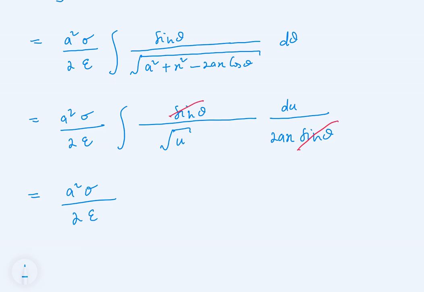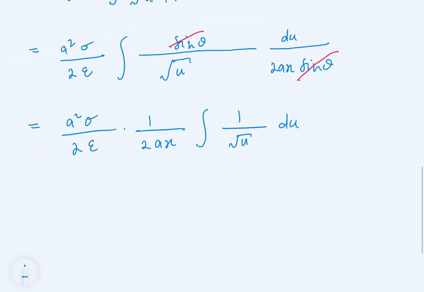Another thing we note is that at the bottom here we've got 2ax, which is a constant. So we can take it outside of the integral. That gives us 1 over 2ax outside of the integral, and inside the integral we have 1 over the square root of u with respect to u. So that's what we have now.